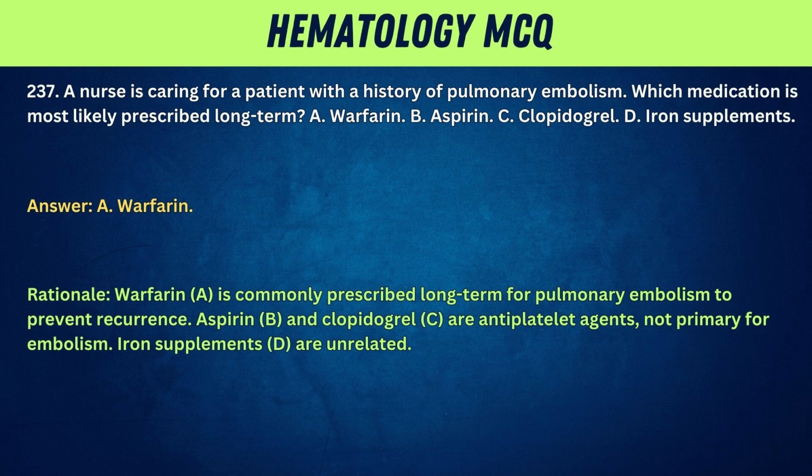237. A nurse is caring for a patient with a history of pulmonary embolism. Which medication is most likely prescribed long-term? A. Warfarin. B. Aspirin. C. Clopidogrel. D. Iron supplements. Answer: A. Warfarin. Rationale: warfarin, A, is commonly prescribed long-term for pulmonary embolism to prevent recurrence. Aspirin, B, and clopidogrel, C, are antiplatelet agents, not primary for embolism. Iron supplements, D, are unrelated.